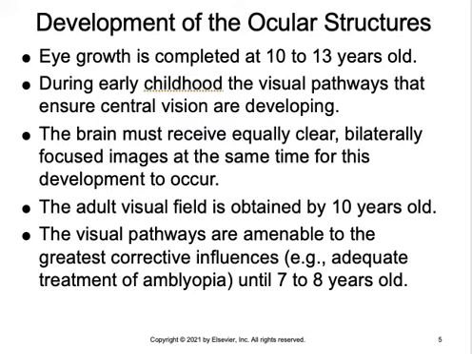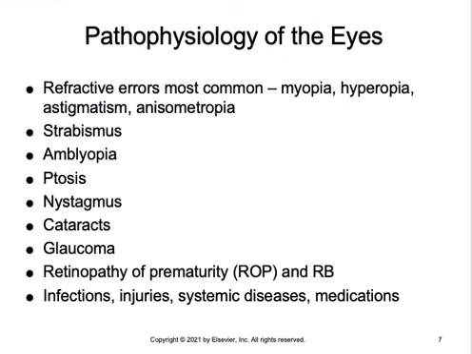So we want to make sure that before that age, though, that we're not missing any kind of ophthalmic issues like strabismus or amblyopia, because we can have some irreversible damage, and it's really difficult to treat once the muscles become fixed with some of the ocular disorders. So early referral is really important.